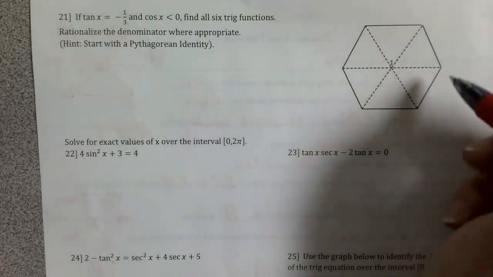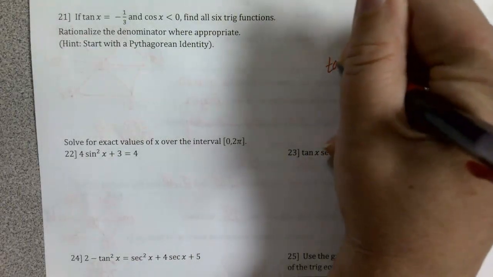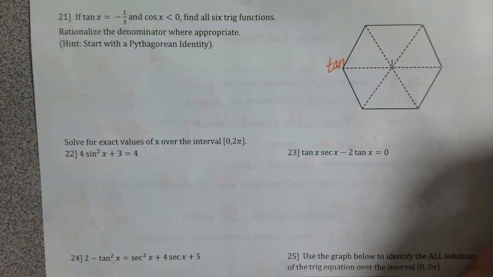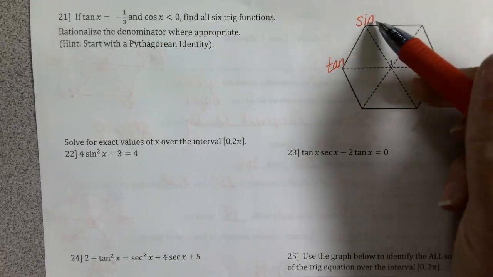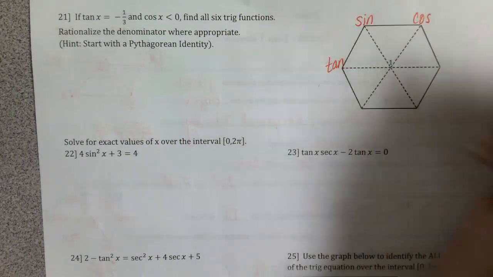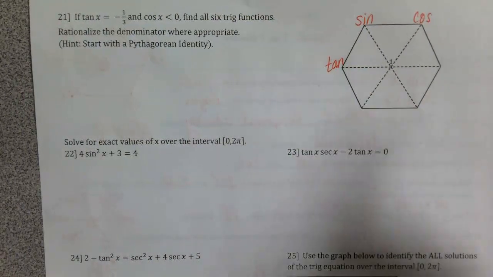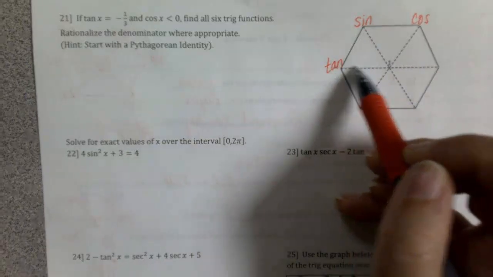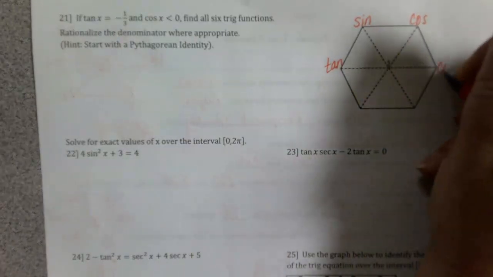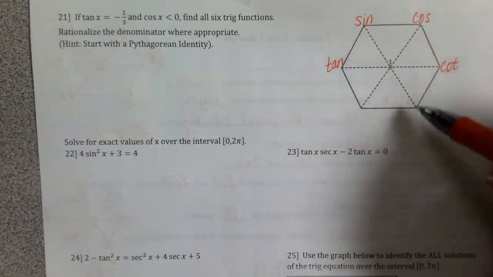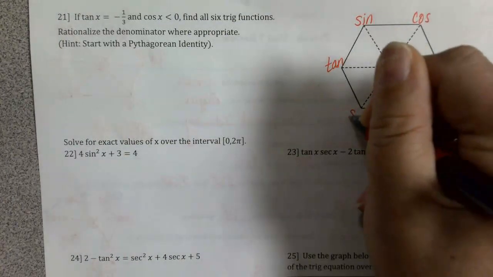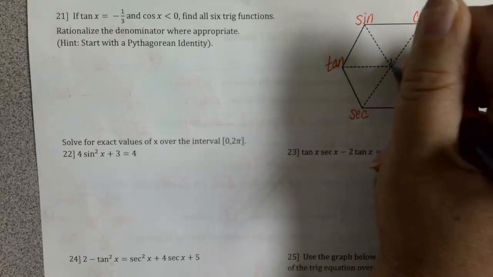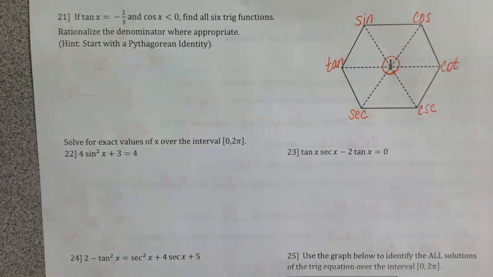Okay, the vertices of the trig hexagon always start with tangent on the left, and then we use our quotient identity. Tangent is sine divided by cosine, and then the reciprocals go on the diagonals. So the reciprocal of tangent is cotangent, the reciprocal of sine is cosecant, the reciprocal of cosine is secant, and then we have our 1 in the middle.